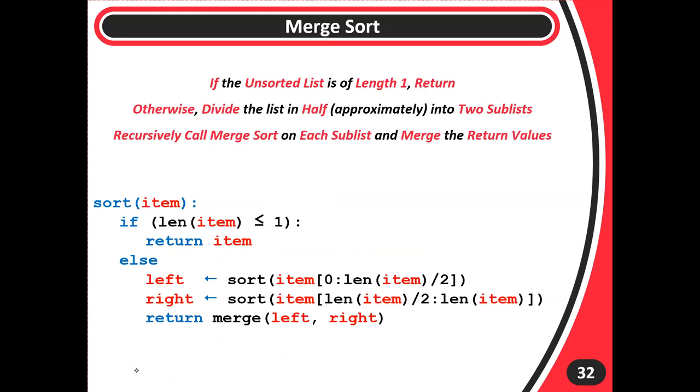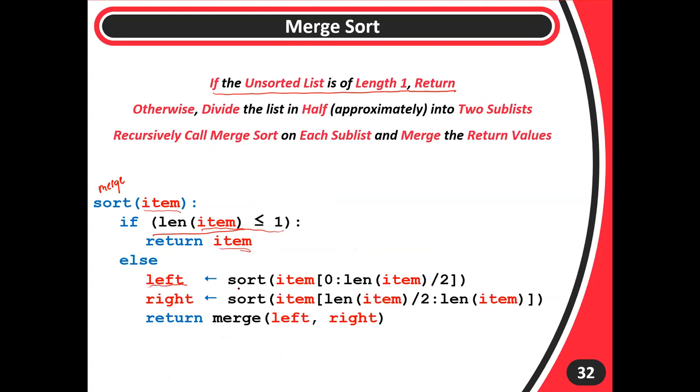So then our sort, if we have an unsorted list of length one, we simply return. So this should be merge sort. We're going to take this list. If the length of the list is less than or equal to one, it might be zero, we return the item.